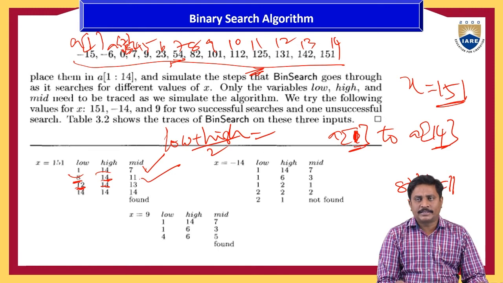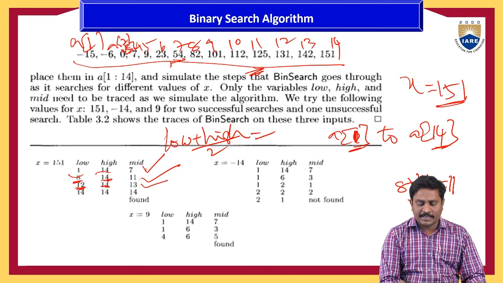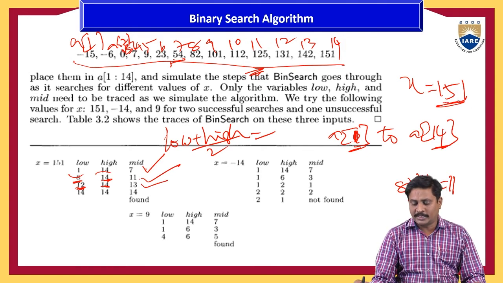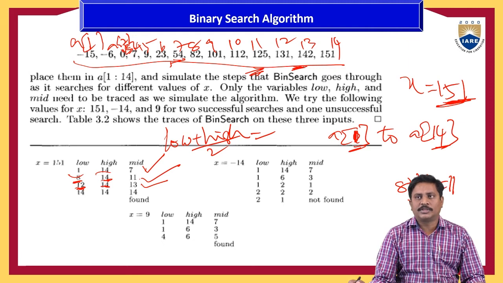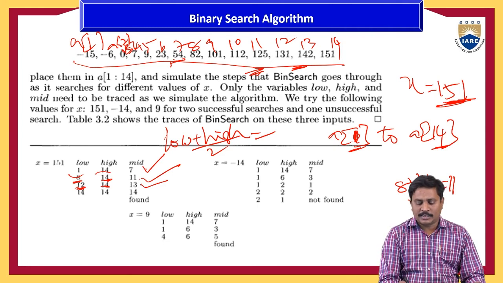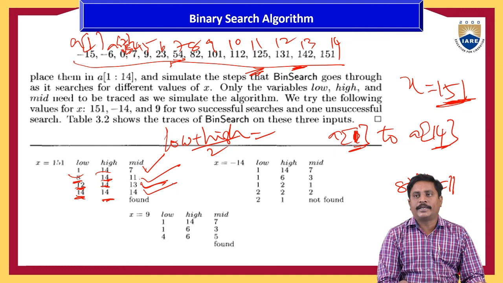12 plus 14 is 26, 26 by 2 means 13. Mid value is 13. So now compare this 151 with the 13th position value, that is 142. This 151 value is more than 142. So again we take the right subarray that starts from mid plus 1. Mid value is 13, 13 plus 1 is 14, to high value 14. Now mid value is 14 plus 14 by 2, which is 14.